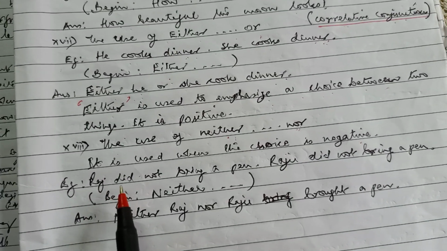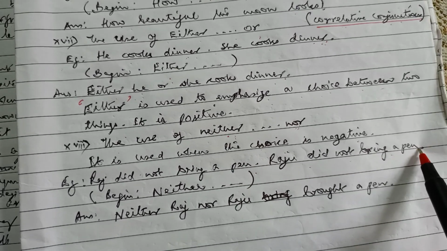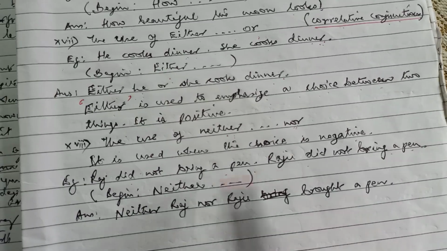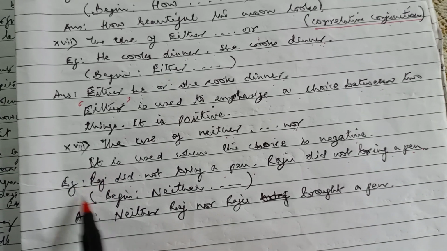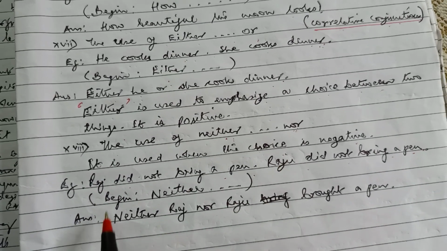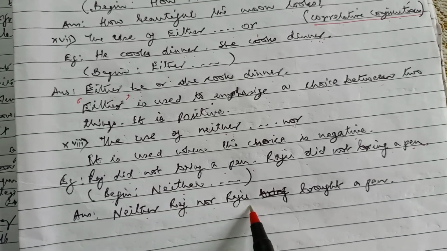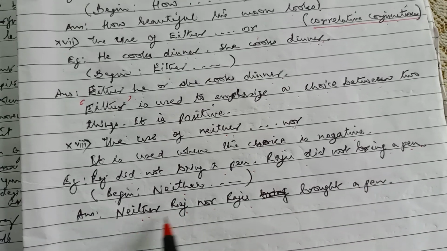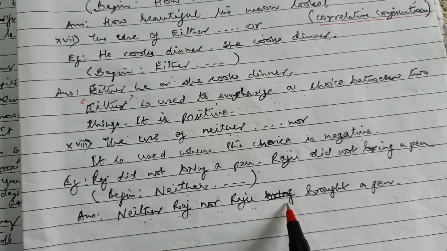Take an example. Raj did not bring a pen. Raju did not bring a pen, right? So did not bring a pen, did not bring a pen. Both of their actions are the same, but we have two individuals here. We have two people. One is Raj, the other is Raju, right? So begin with neither. So neither Raj nor Raju brought a pen, right? Neither Raj nor Raju brought a pen. So this is the framing.